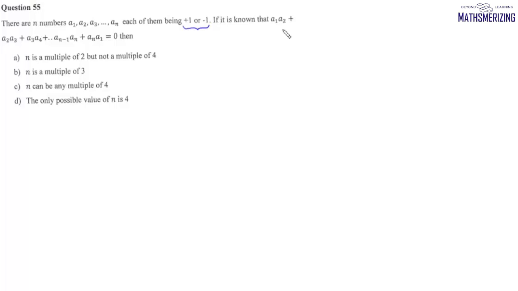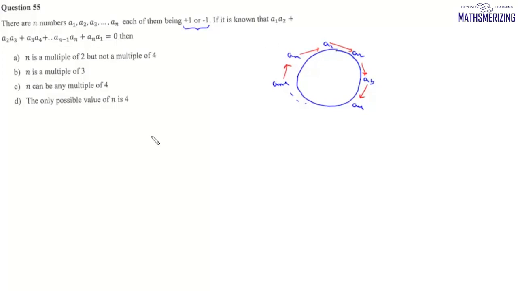It says if it is known that a1a2 plus a2a3 plus a3a4 and so on up to ana1, their sum is 0, then which of the following options is correct? So we have these numbers arranged, say, on a circle: a1, a2, a3, a4, and then a(n-1) and then an. Now what we are doing is multiplying a1 with a2, a2 with a3, a3 with a4, and this process continues up to an into a1.